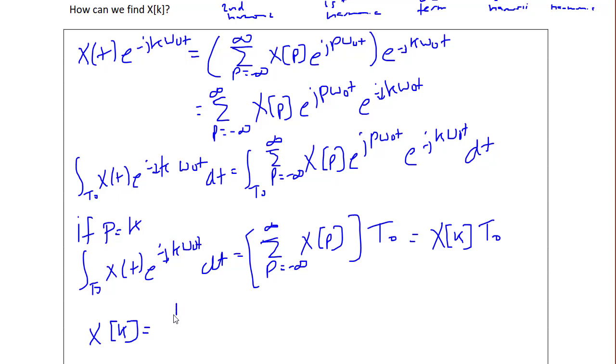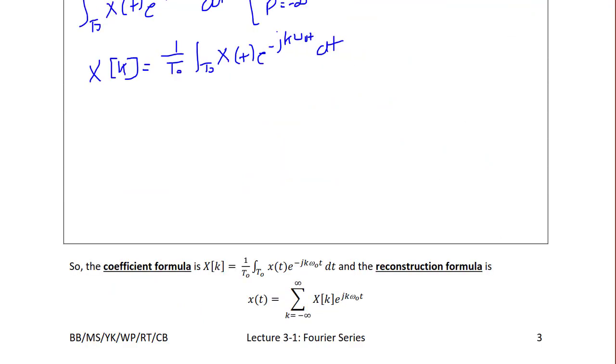X of k is equal to 1 over T naught, the integral over one period, x of t e to the negative jk omega naught t dt. So the Fourier series coefficient formula is x of k is equal to 1 over T naught, the integral over one period, x of t e to the negative jk omega naught t dt.